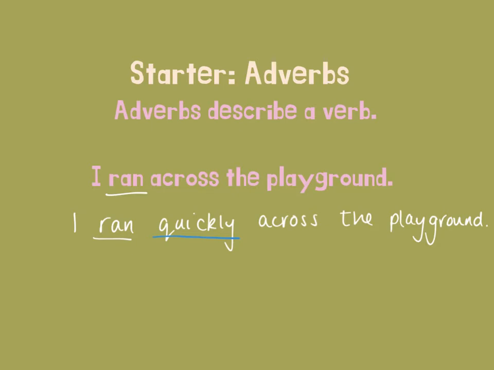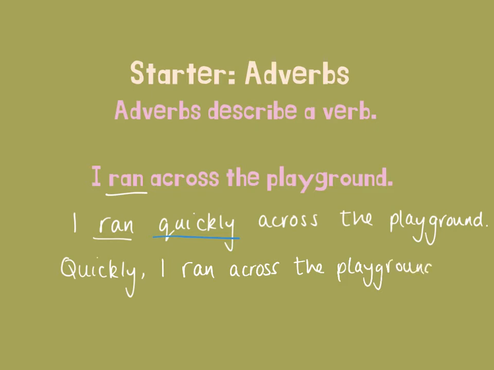But the interesting thing about adverbs is I can also put them at the very start or at the very end of my sentence. So this time I'm going to write quickly, and because it's coming before the verb, I'm going to put it at the start of the sentence, a little bit like our prepositions. Quickly, comma, I ran across the playground. So again, it's exactly the same information, we've just played about with the structure. And lastly, I can put it at the very end of my sentence. So I can write, I ran across the playground quickly.